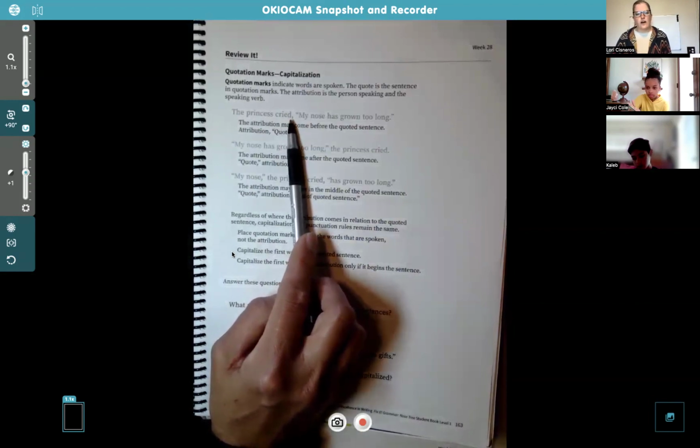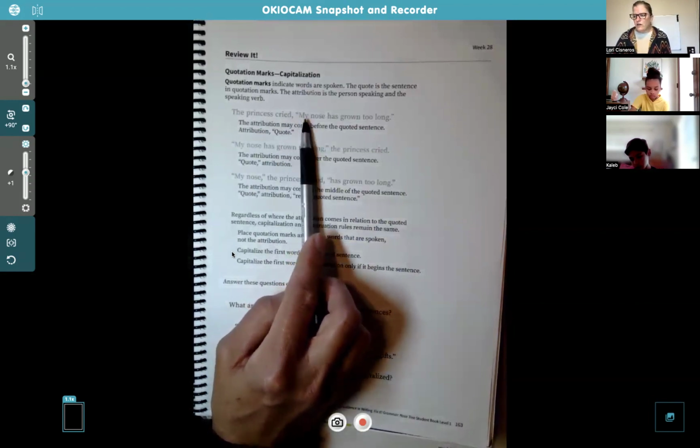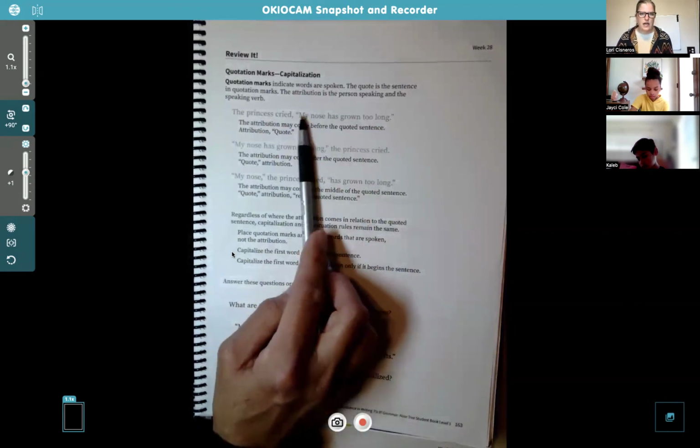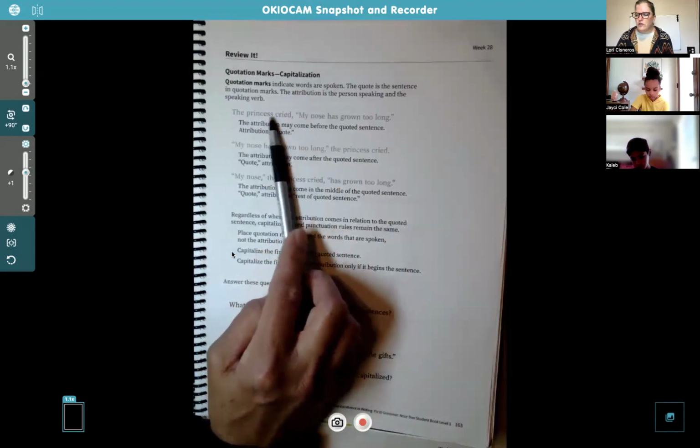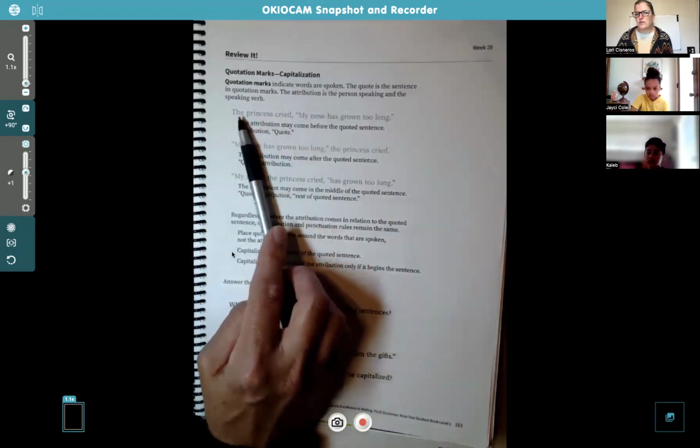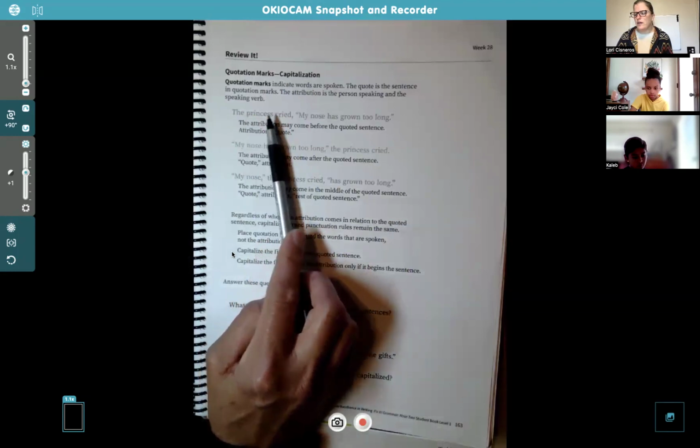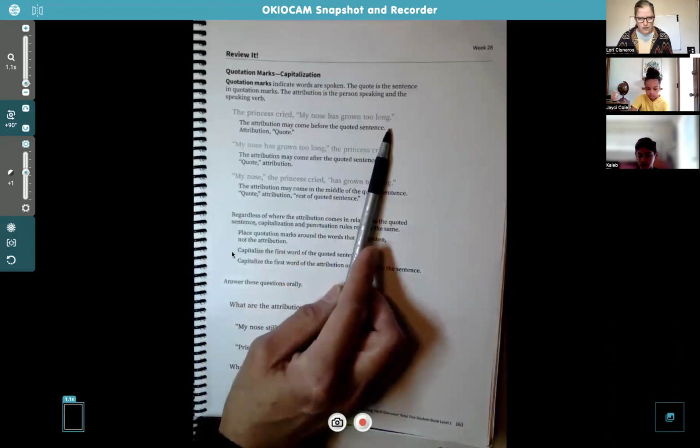So then there's a comma, and then the quote. Now notice the M in my is capital. That's because it's the first word of the sentence that's being spoken. That always is capital. So if the attribution comes first like this, it also has a capital and then a comma and then the quote.